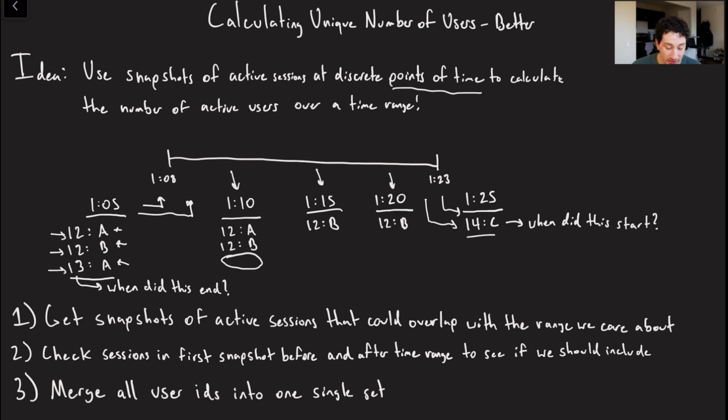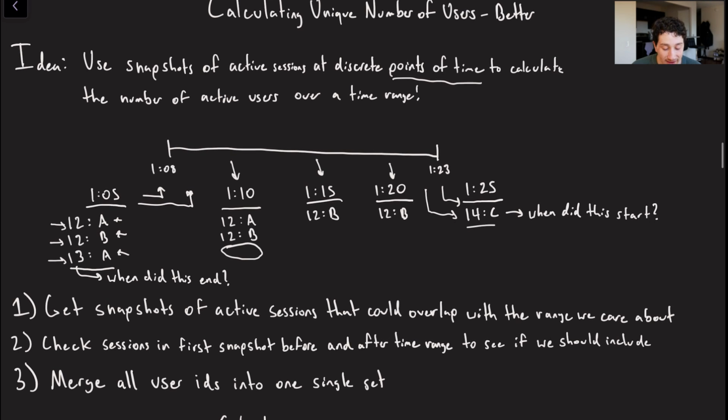So then we're going to merge all of the user IDs into one single set. And this is going to be quite a bit more efficient because now we're actually just reading from a limited set of snapshots, as opposed to having to do a potential scan over all possible session IDs of all time, which if you think about it, you're basically looking at every single user session on your website, which has billions of users. That's going to be very inefficient.